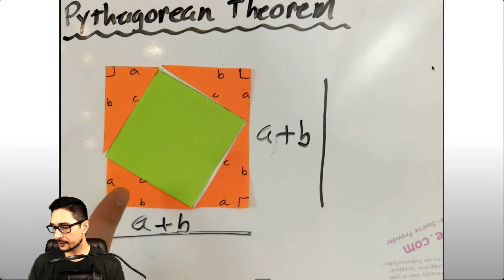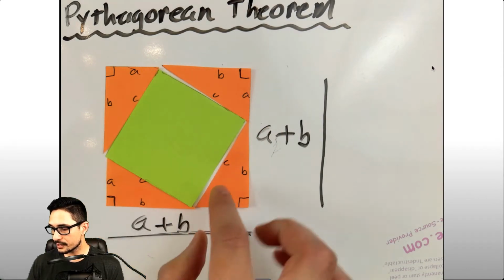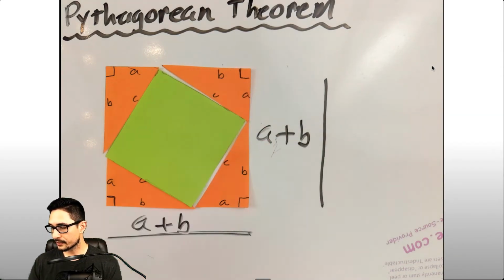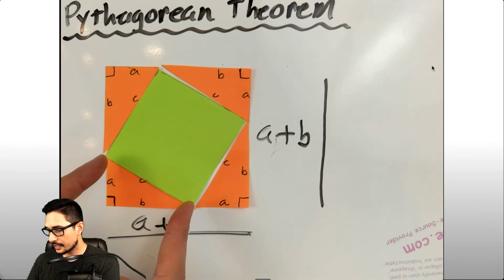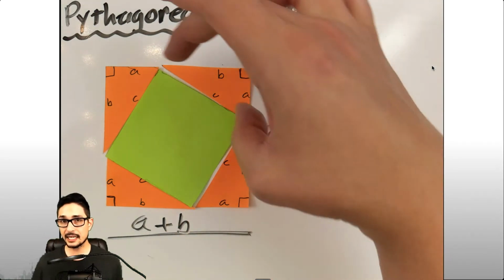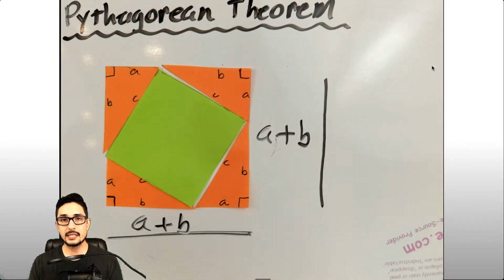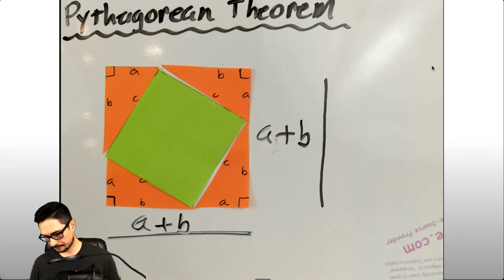If you look, this touches all the C's, all the hypotenuses, right? So this has a length of c. This side has a length of c. This side has a length of c. And this side has a length of c. All the sides have a length of c.